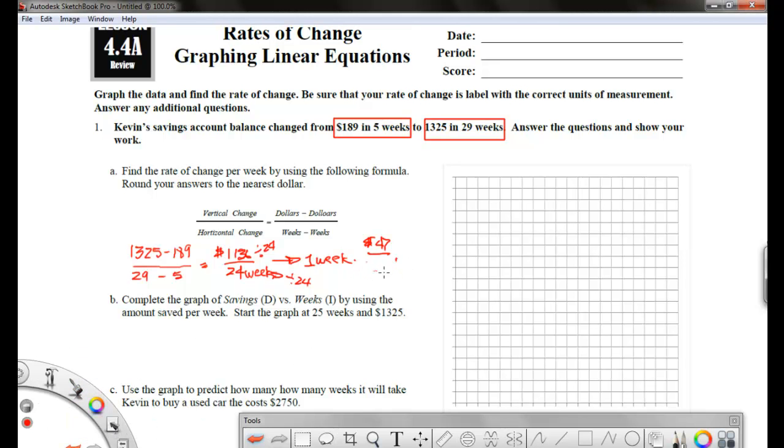Spell week, very good. Okay, so now we've got that done.